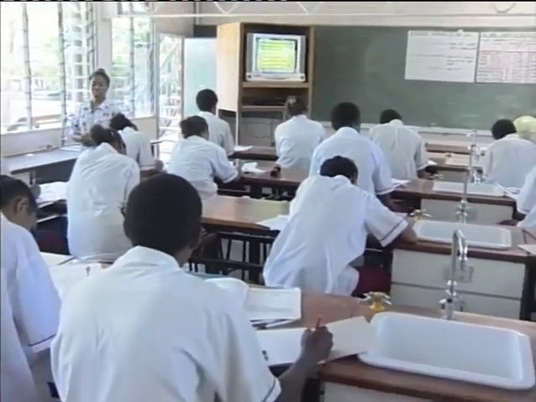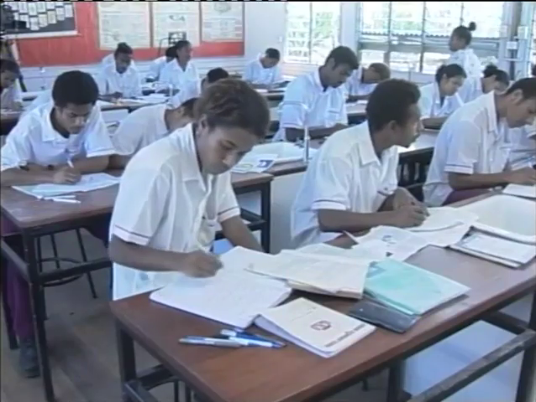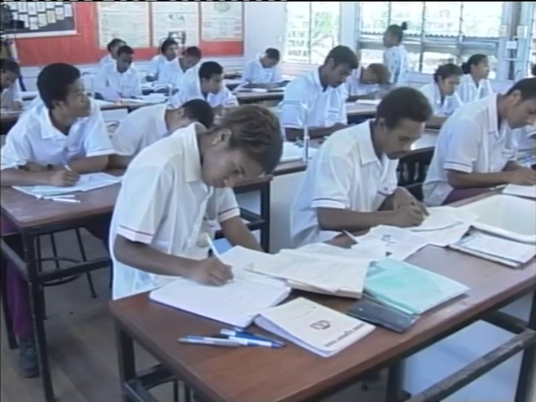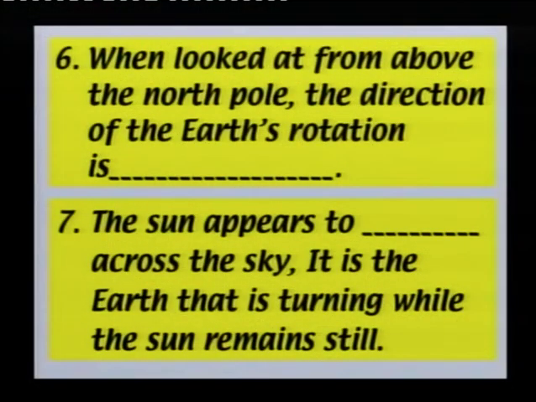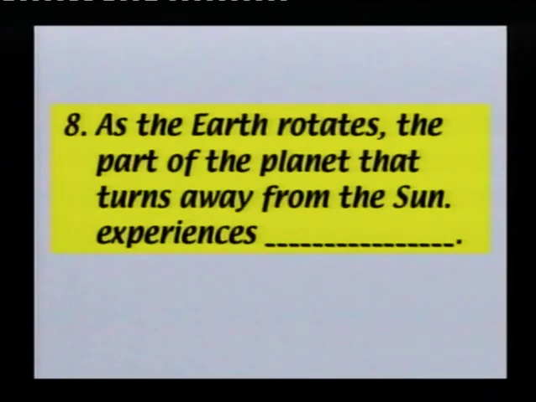I'll give you 2 minutes to make note of those 2 questions, as well as the answers for those 2 questions. Okay, we move on to question 8. I'll give you 1 minute for that. Question 8 reads, as the Earth rotates, the part of the planet that turns away from the sun experiences blank.